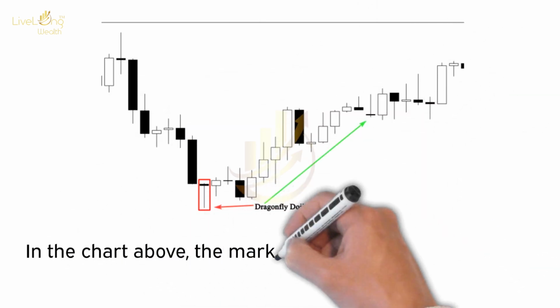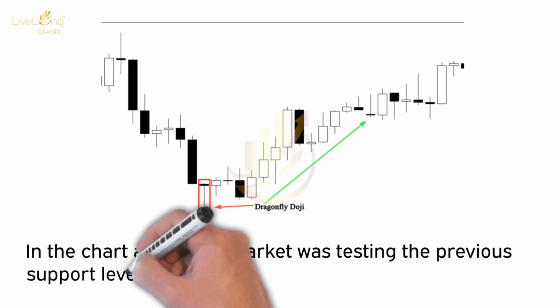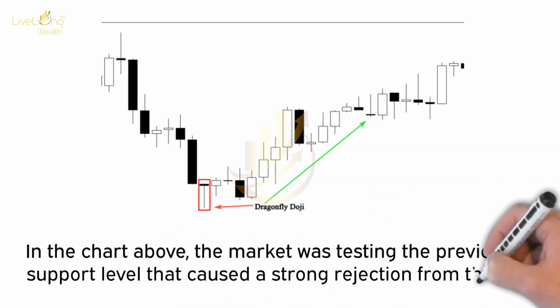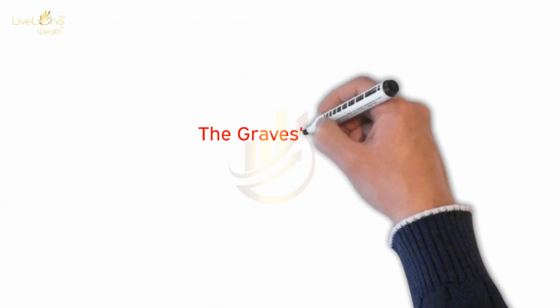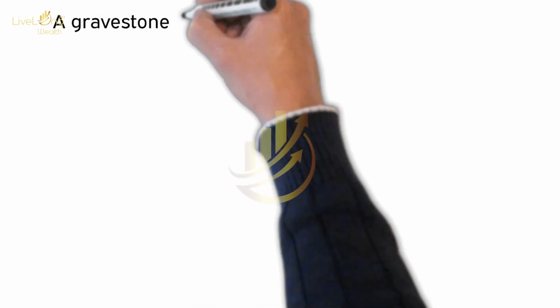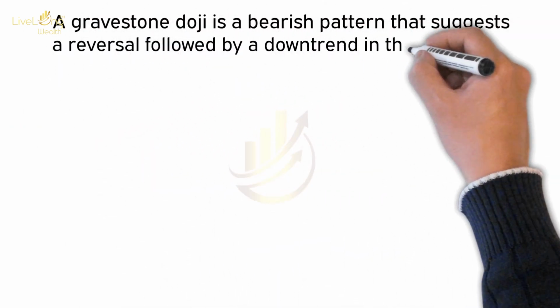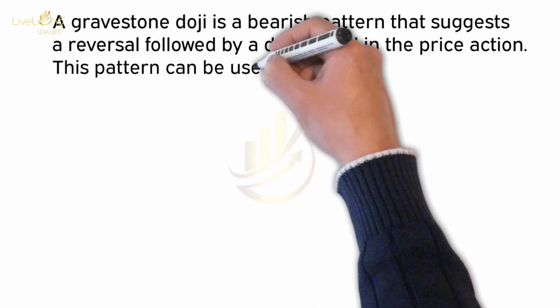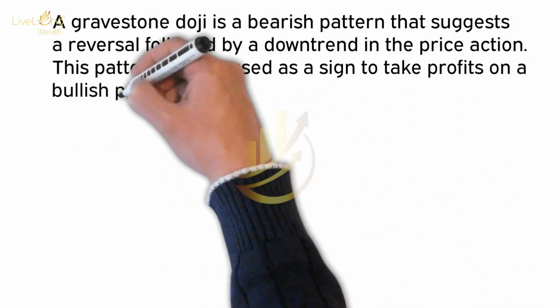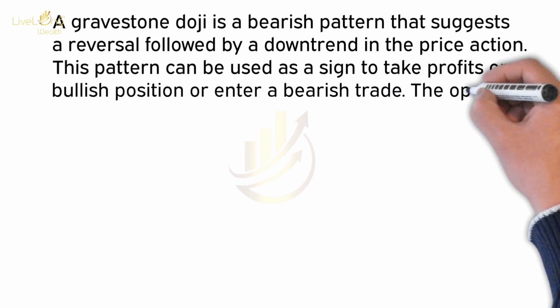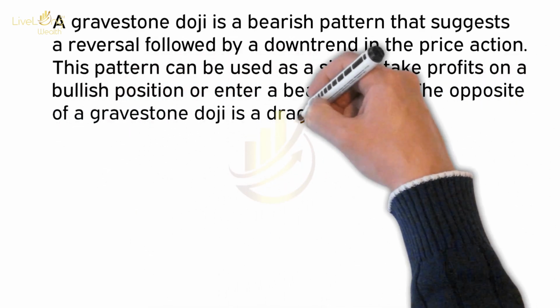In the chart above, the market was testing the previous support level that caused a strong rejection from this area. The Gravestone Doji. A Gravestone Doji is a bearish pattern that suggests a reversal followed by a downtrend in the price action. This pattern can be used as a sign to take profits on a bullish position or enter a bearish trade. The opposite of a Gravestone Doji is a Dragonfly Doji.